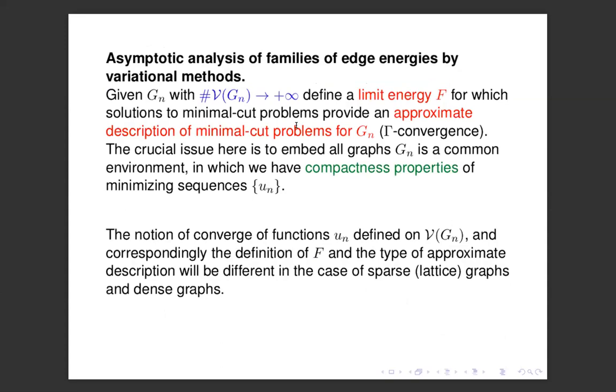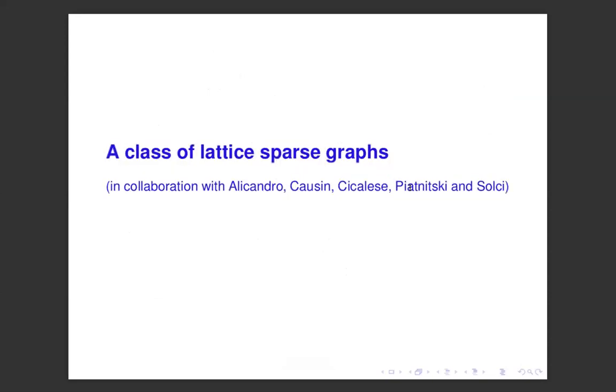And to define a limit energy, which is the gamma limit, in such a way that the minimal cut problems for the limit are approximate minimal cut problems for the converging or diverging graphs. It's important here to have some compactness properties of minimizing sequences that suggest which is the limit energy. And this is different in the case of sparse or dense graphs.